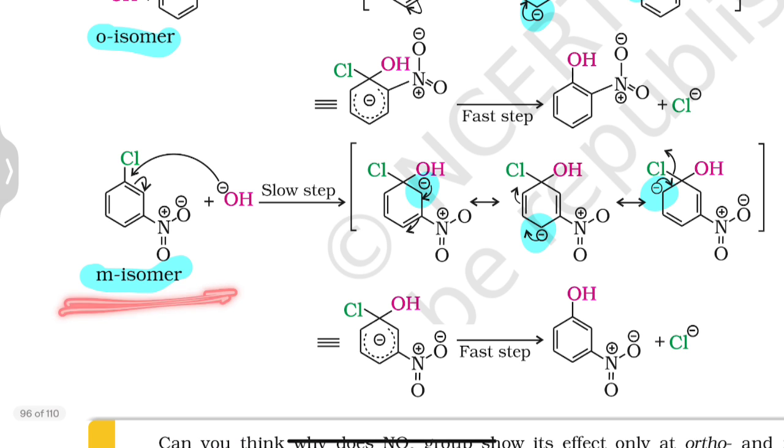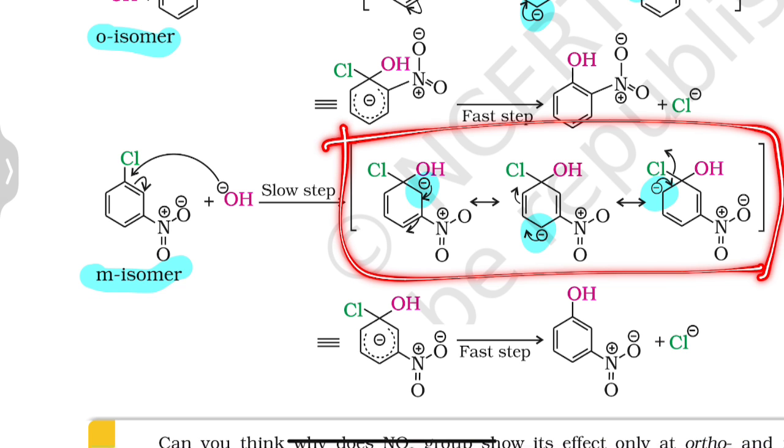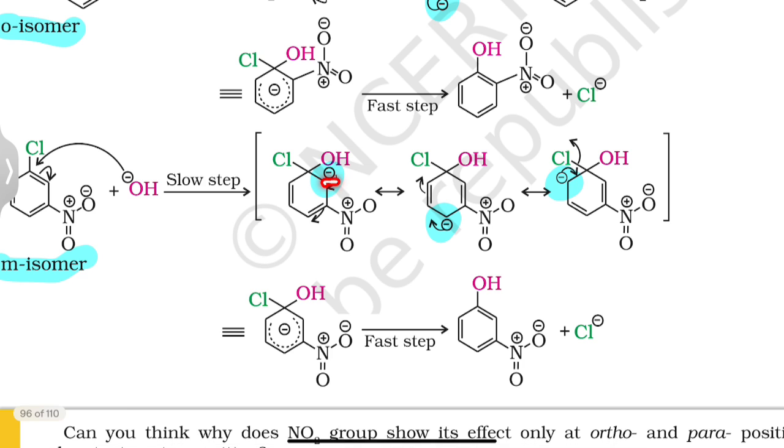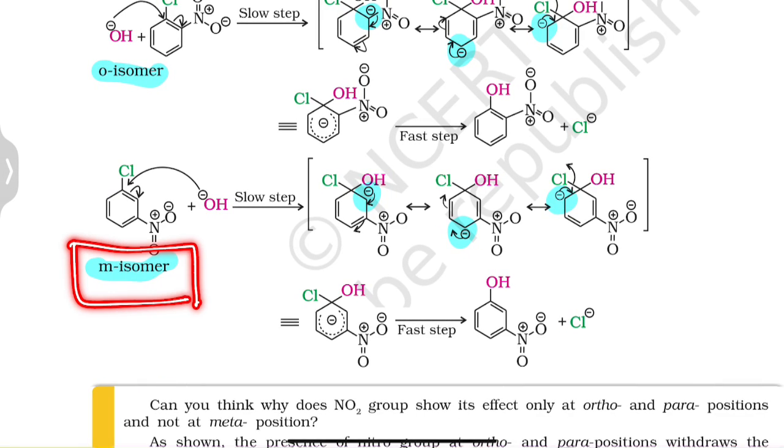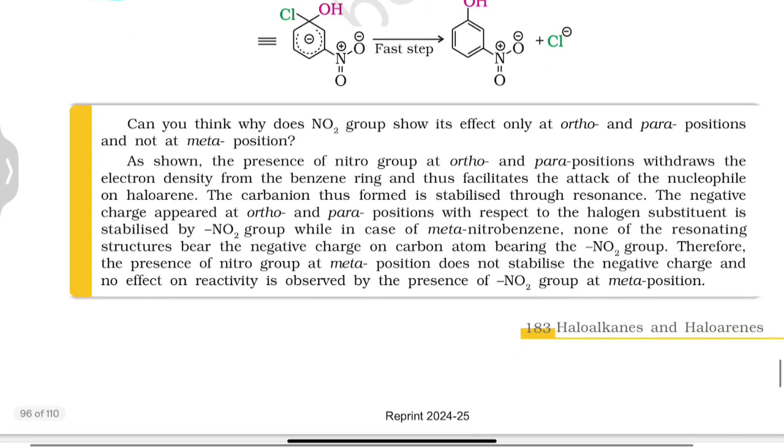Whereas if it is present at the meta position, observe these resonance structures. The negative sign is present at the ortho position, at the para position and at the ortho position. So at the meta position there is no negative sign at all. Therefore the nitro group cannot take that negative sign, or it cannot reduce the electron density of the benzene ring. Therefore a nitro group present at the meta position doesn't have any effect. So that is what is given here. A clear explanation is given: why does the nitro group present at the meta position not have any effect?